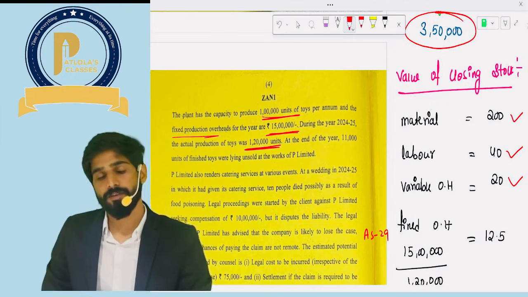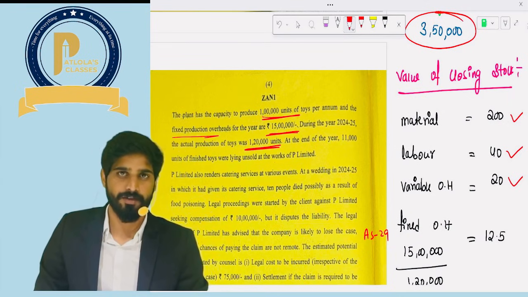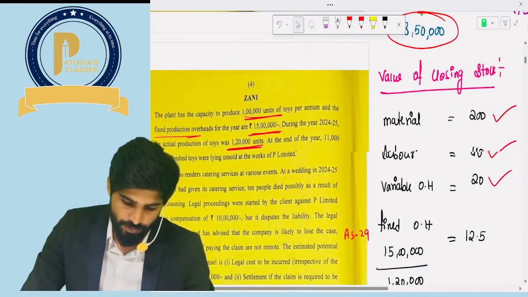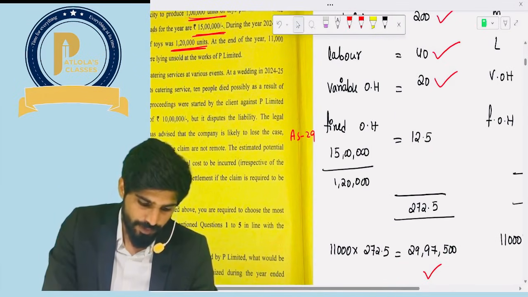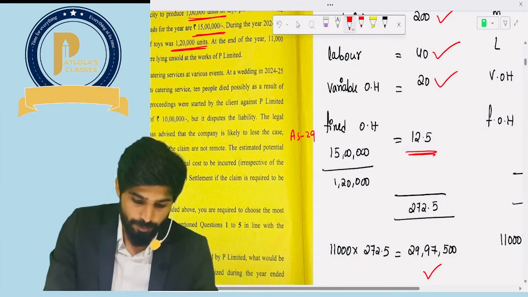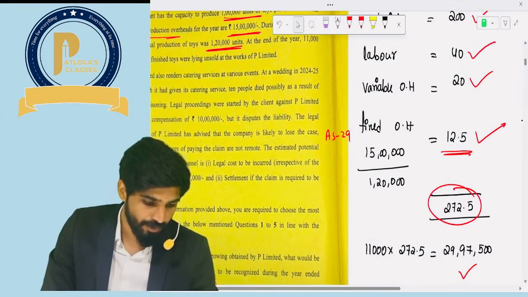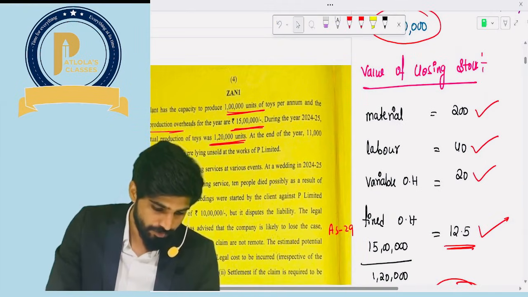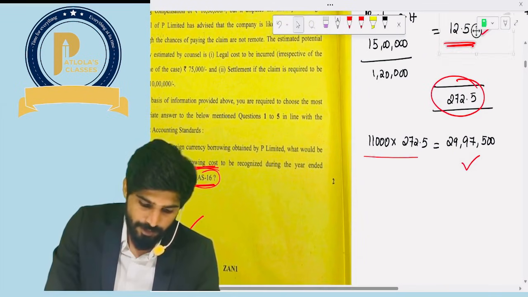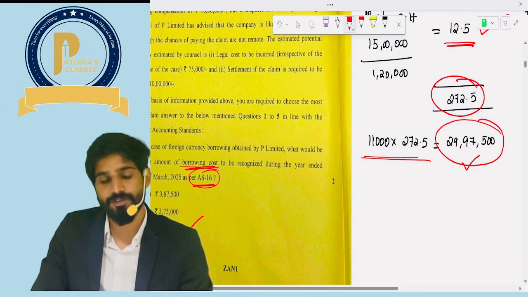1 lakh 20. As we know, as per AS 2, when your actual production is more than expected, allocation of fixed overhead will happen on the base of actual. So fixed overhead per unit will be 15 lakhs, not divided by 1 lakh, it will be divided by 1 lakh 20, which will be 12.5. So total cost per unit will be 272.5. And how much closing stock we have? We have closing stock of 11,000 units. So it will be 11,000 into 272.5. That will be 29 lakhs 97,500.